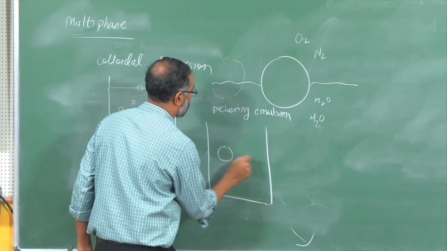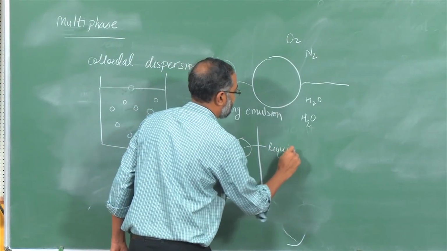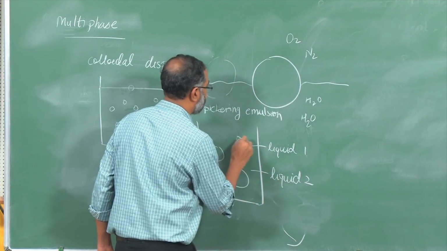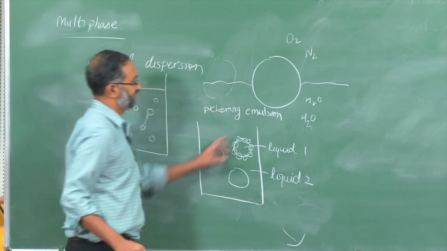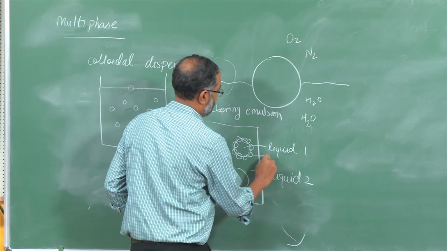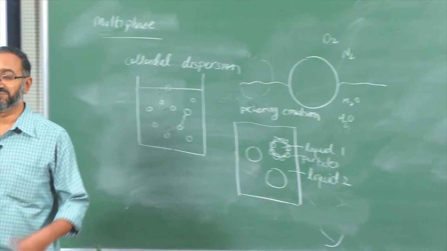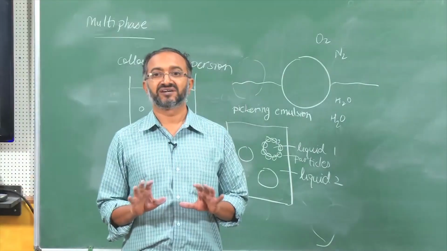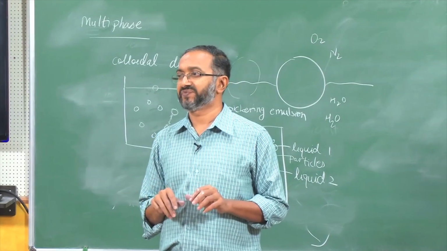So, if we have one liquid in another liquid, this is liquid 1 and this is liquid 2, and instead of surfactant we can have particles which are stabilizing. So, then again interfaces are important. This is also an example of a multiphase system, but now it is liquid in liquid, and on the interface there are solid particles. In general, these are the complex fluids or complex materials that we are going to study in the course.